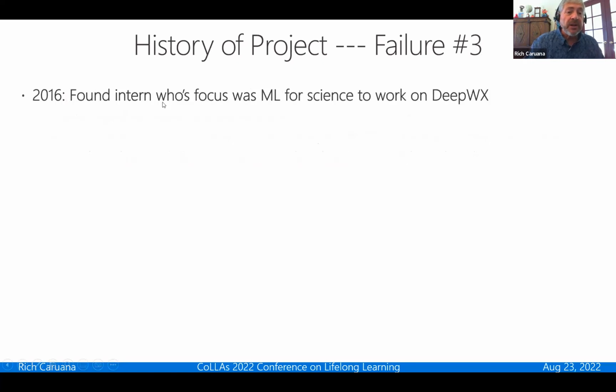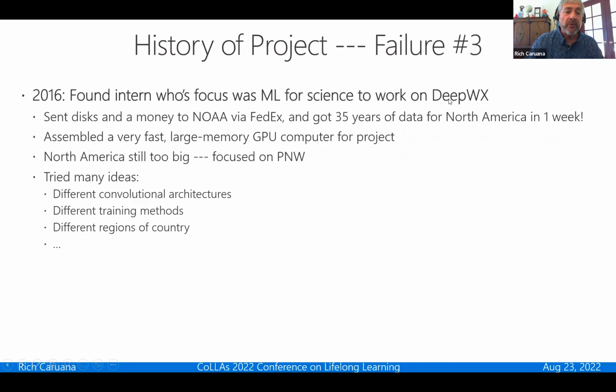Then 10 years later, I found an intern who does deep learning for science, and I convinced them to work for a summer on deep weather forecasting. We sent a bunch of disks to NOAA and a bunch of money, and they sent us 35 years of data for North America. We still couldn't get data for the entire world. We put together the biggest GPU machine we could. North America was still too big to work on this system, so we just worked on the Pacific Northwest.